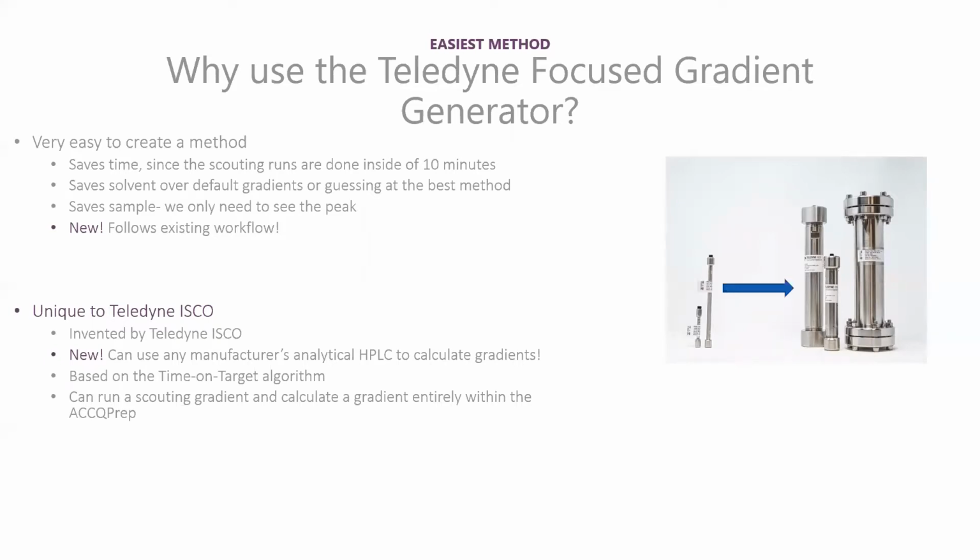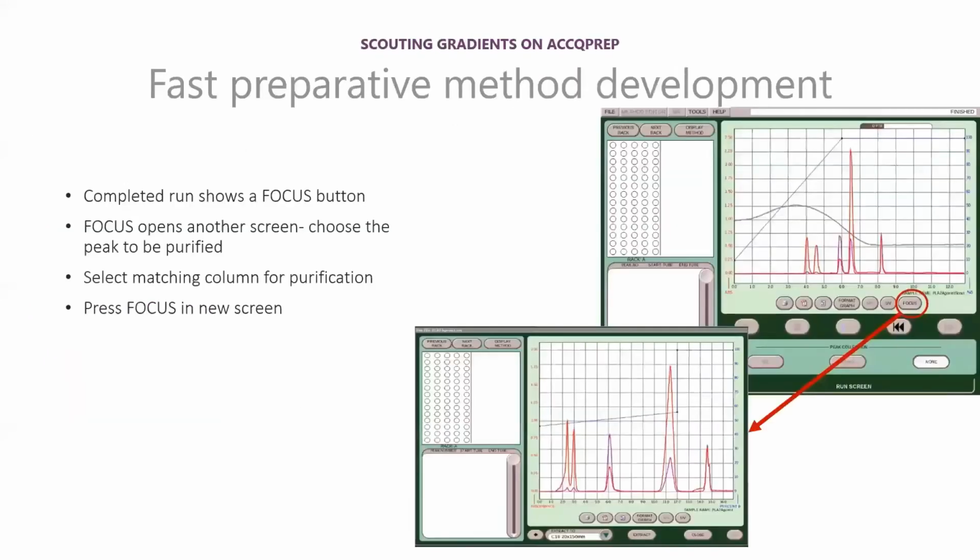You can run this on the AccuPrep or use the data from an analytical HPLC using a scouting run commonly used to document a reaction, so it works into your existing workflow. The focused gradient generator is very easy. You do a scouting run, select the peak you want to purify, and then purify the desired compound.